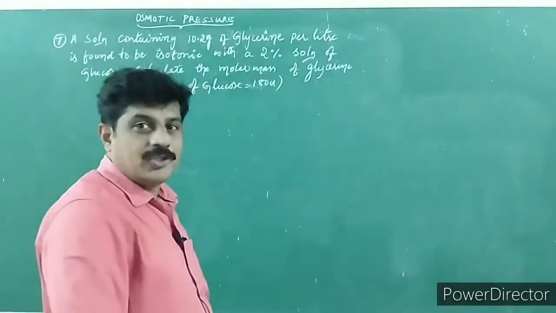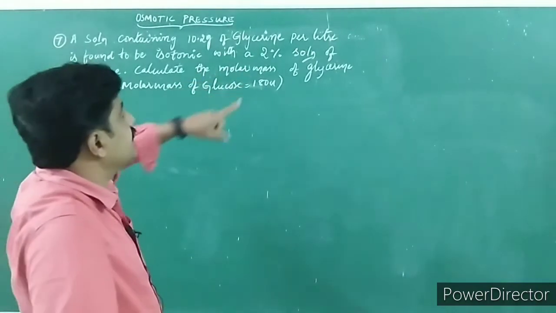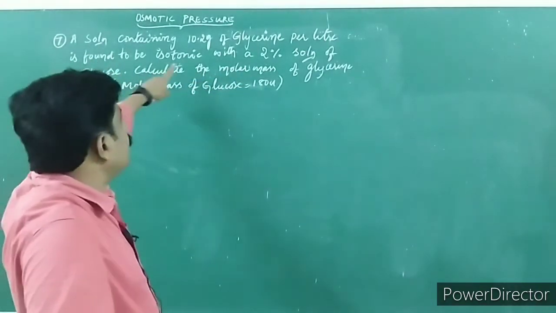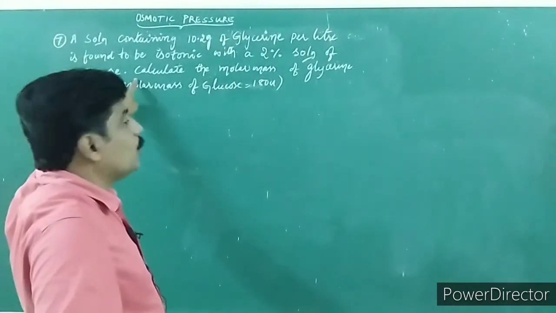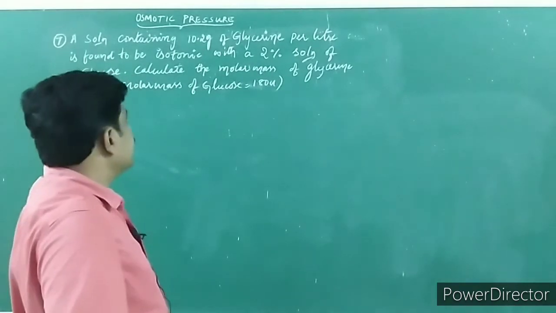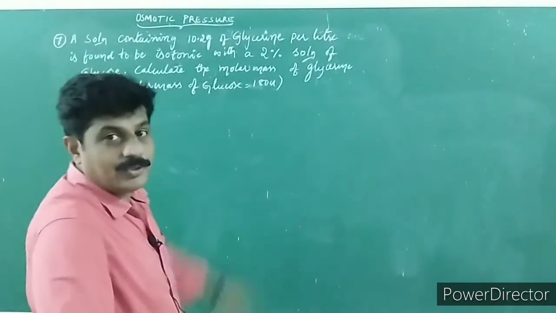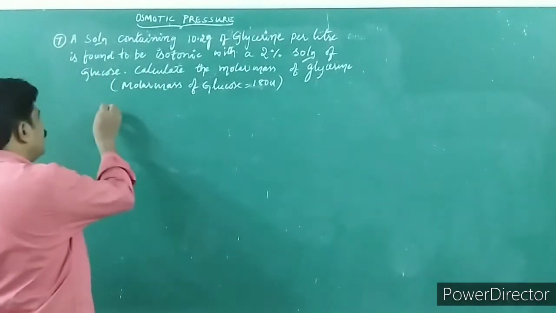Let me go for the next numerical. A solution containing 10.2 grams of glycerine per liter is found to be isotonic with a 2% solution of glucose. Calculate the molar mass of glycerine, given the molar mass of glucose is equal to 180. Very simple, children. You know the formula. What is that?